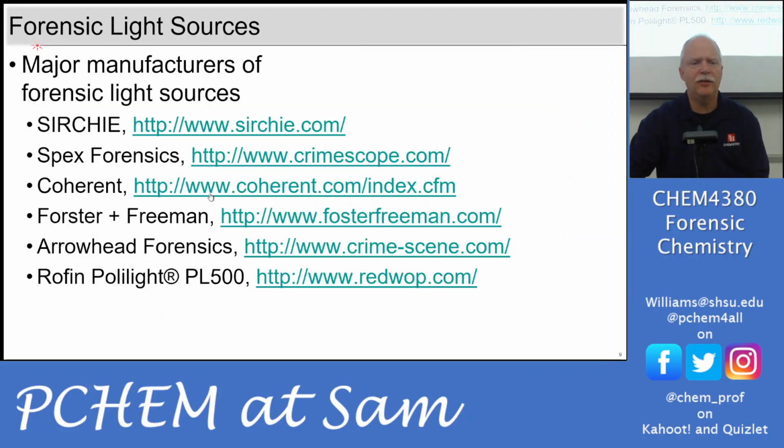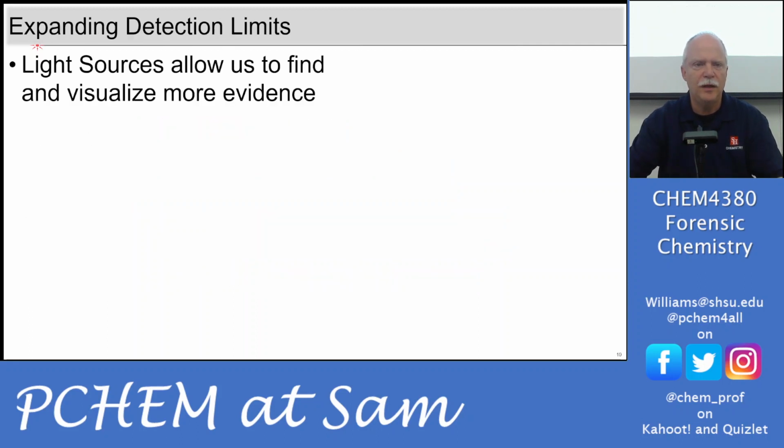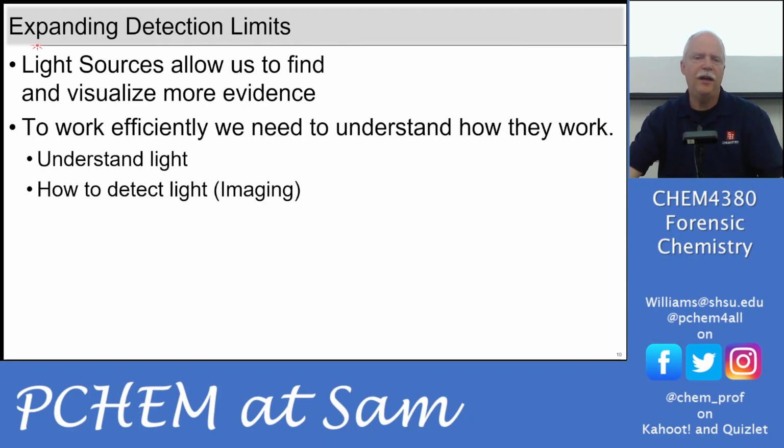Here are the different manufacturers, so that you can see this in the notes when you look back at the video. Coherent is a laser manufacturer. Specs Fluorescence, I think, make those really nice ones. They're like an LED light, but they're really big. They have a really bright illumination field. So what this allows us to do is find and visualize more evidence, and we need to look at how we're using these different light sources to detect things.